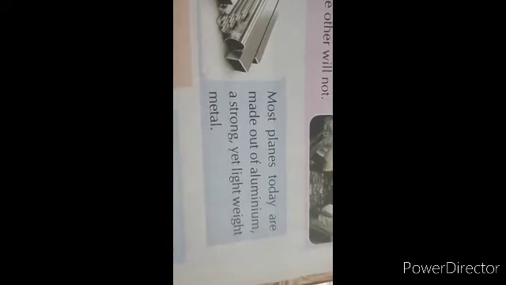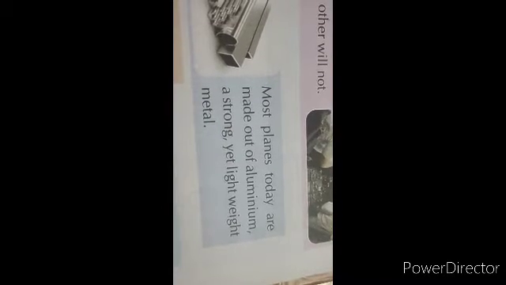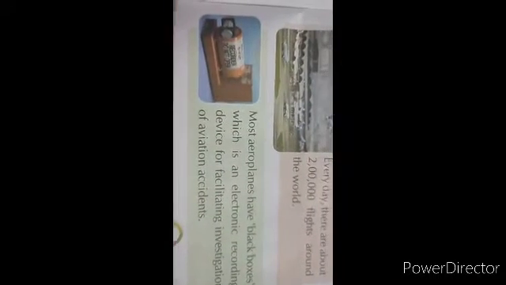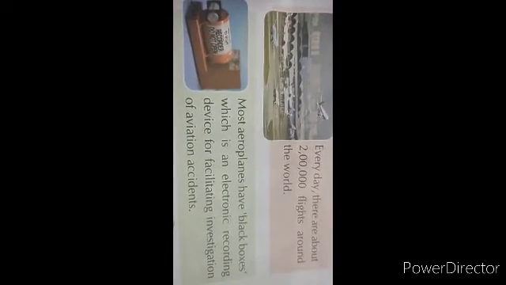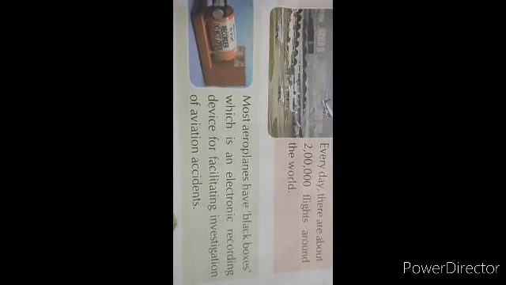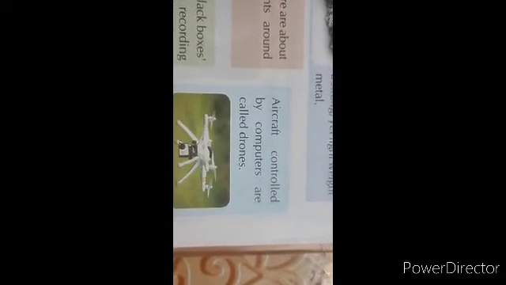Most planes today are made out of aluminium, a strong yet lightweight metal. Every day there are about 2 lakh flights around the world. Most aeroplanes have black boxes, which is an electronic recording device for facilitating investigation of aviation accidents. Aircraft controlled by computers are called drones.